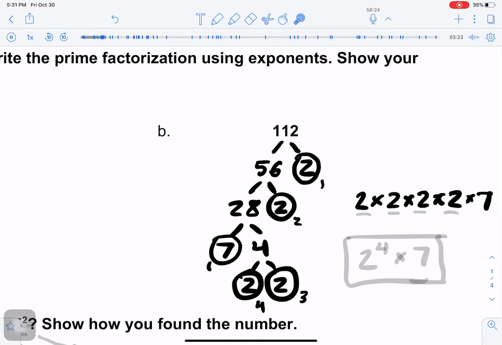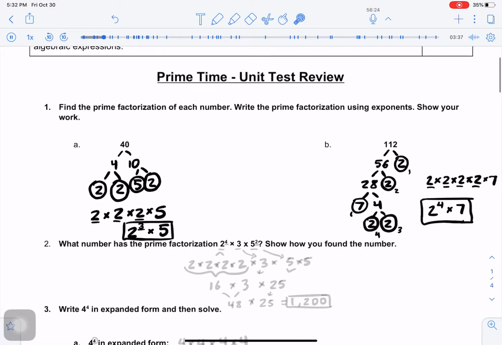When I convert this to an expression using exponents, I count the amount of 2's I have. I see that I have 4. I'm going to write 2 to the 4th power times 7. And this is my final answer for the prime factorization of 112.